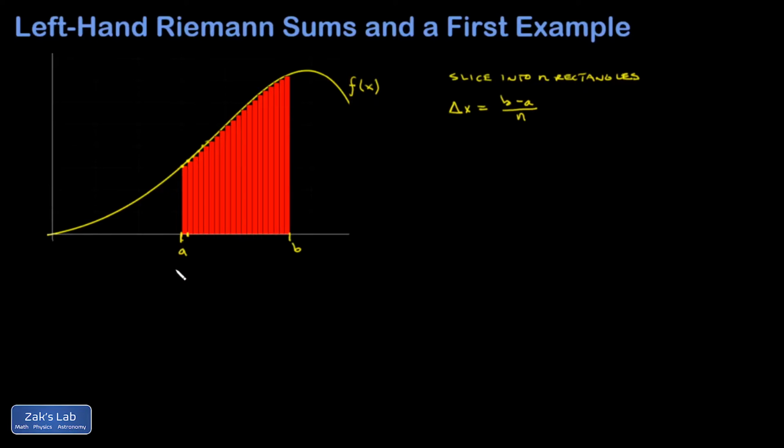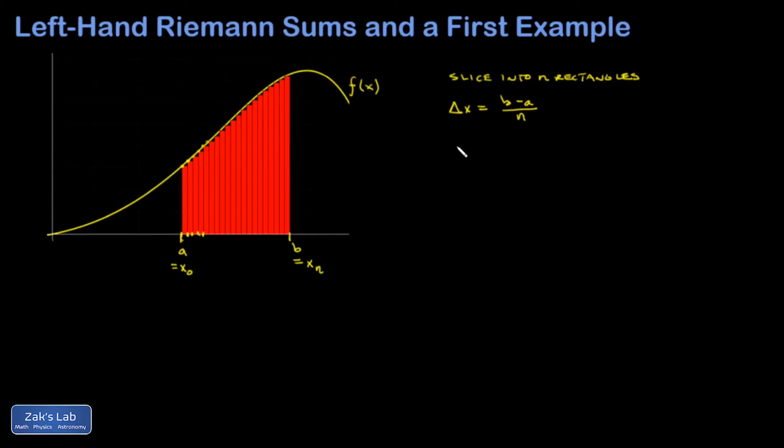I also would like to have a name for each of these steps along the x-axis, each of these x values. And so one way to do it is to start by saying a is x0, and then I'm going to take n steps to the right, and b is going to be xn.